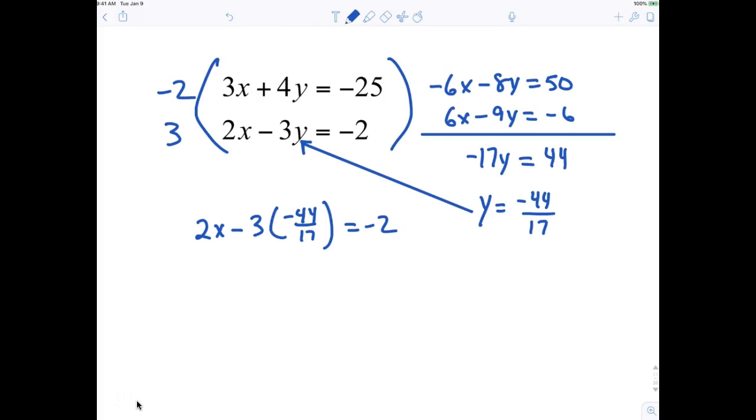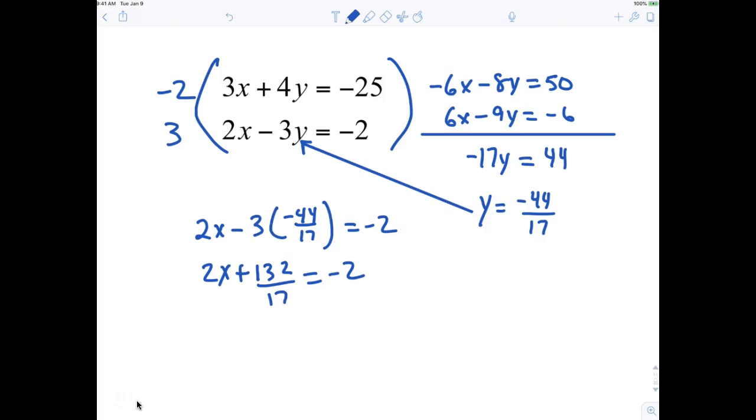The first thing I want everybody to do is, when I do a negative times a negative, I automatically get a positive. So I don't really care to do those. I just want you to do 3 times 44 divided by 17. Math, enter, enter. And so we have 2x plus 132 over 17. Does everybody agree with that?